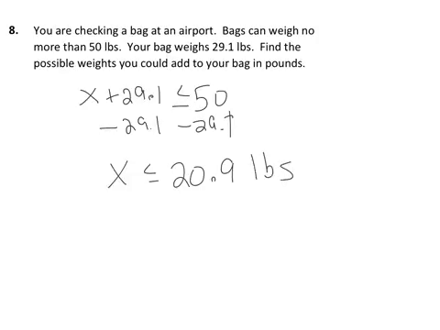Now, here's the thing. That's kind of true, because can you have negative weights? You could maybe take things out of your bag, but there are some restrictions here. The more correct answer for this would be between 0 pounds and 20.9 pounds.